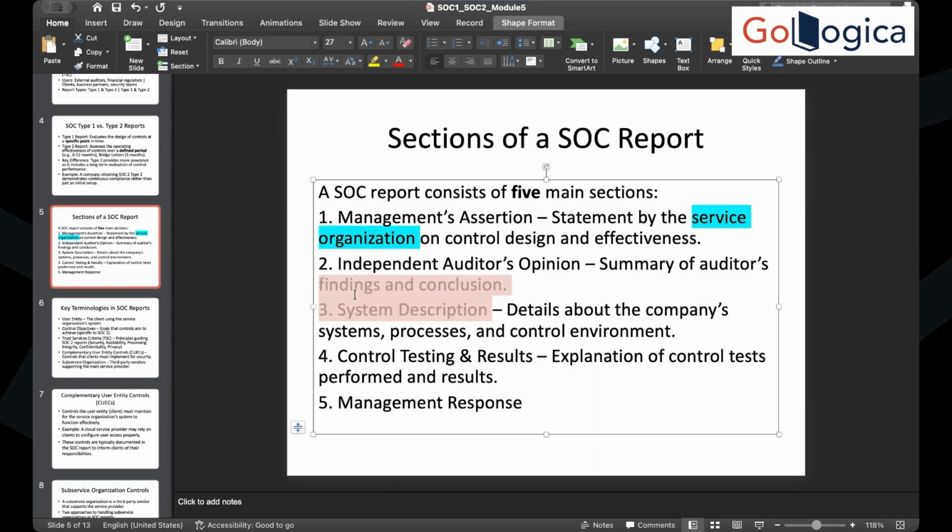So basically, in my SOC report, I have 5 sections. In section 3 description, I am describing my systems, my processes, my control environment, etc. I will also have a subsection here for CUECs, which are complementary user entity controls, where I'll mention that anyone who is referring to my report, in this case, who is referring to my report?